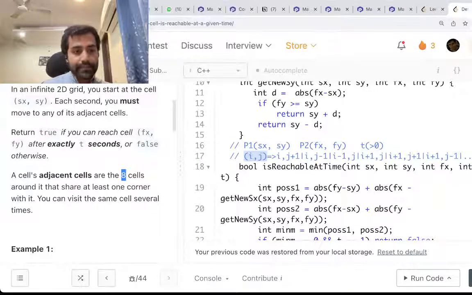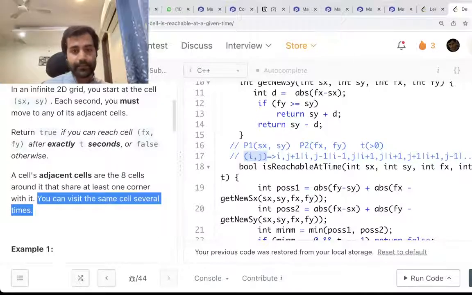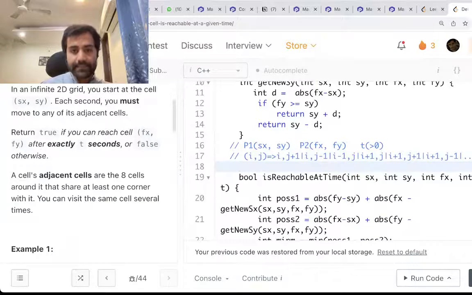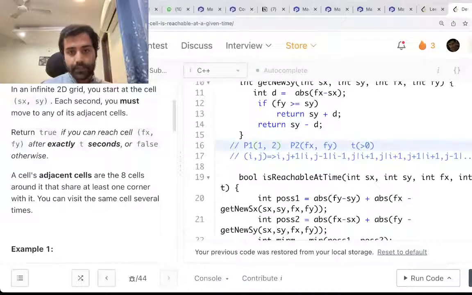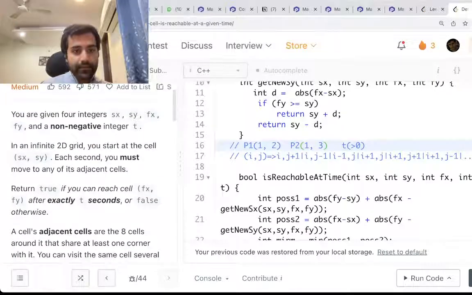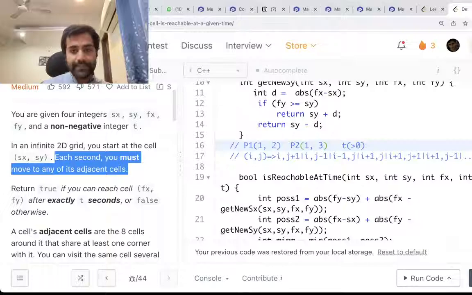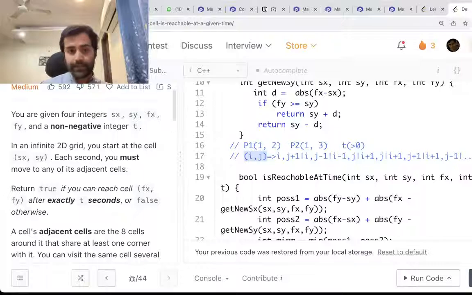Now the question also says that you can visit the same cell several times. What that means is, let's say your first point P1 is 1 comma 2, and the second point is, let's say, 1 comma 3. Okay, 1 comma 2 and 1 comma 3. Now mind it, the question says that each second you must move to any of the adjacent cells. So it takes you 1 second to move from your current position to your neighbor, and your neighbor could be any of these 8 options. On top of that, you can also visit a cell again and again.